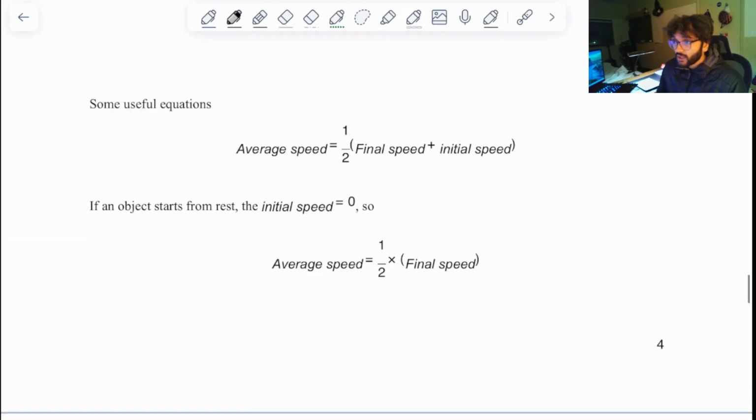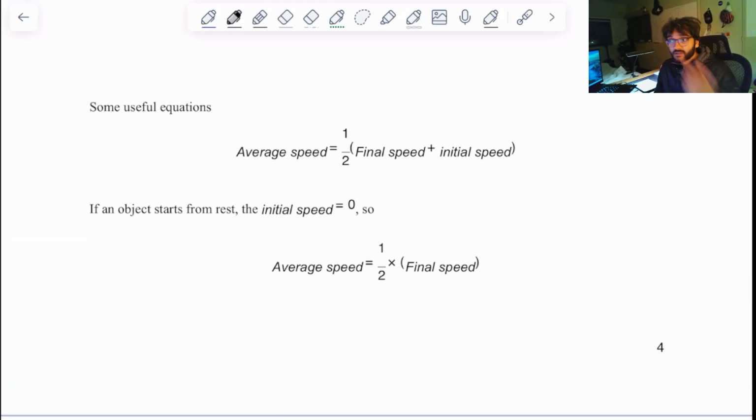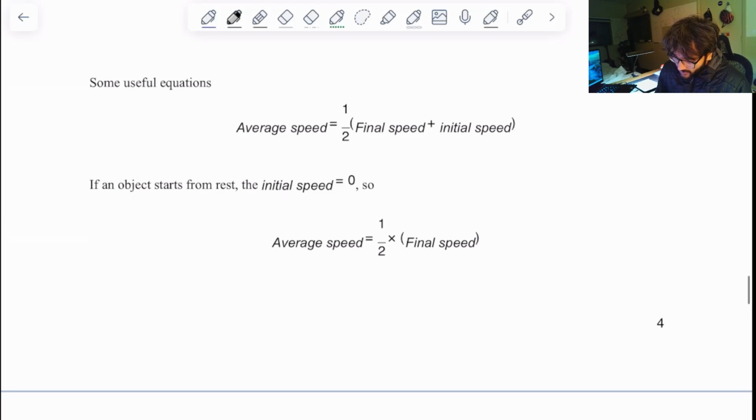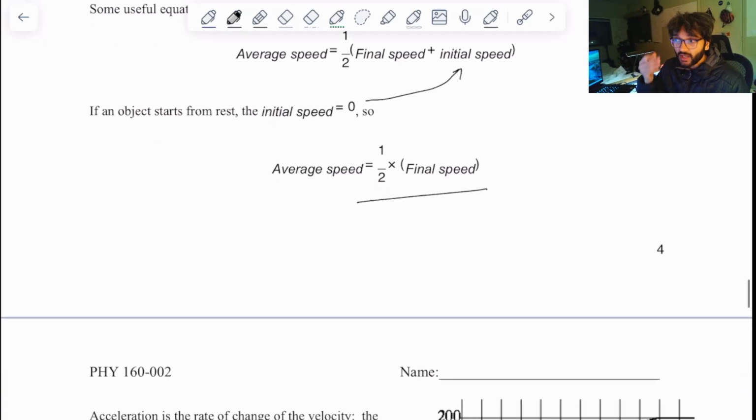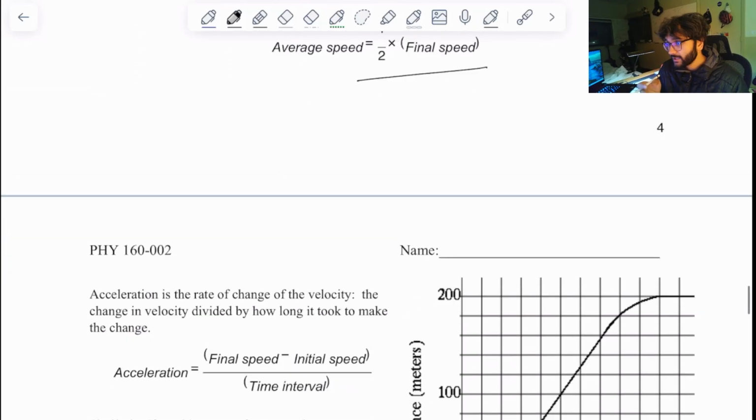Next we see these equations. First, we've got average speed is equal to half times the final speed plus the initial speed. The second equation is the modified version of that. When you let go of an object from rest, the object starts from rest, so the initial speed is 0. If you plug that 0 in here, you get this updated formula. Whenever you let go of something, or whenever something starts from 0, the average speed is equal to half times the final speed.